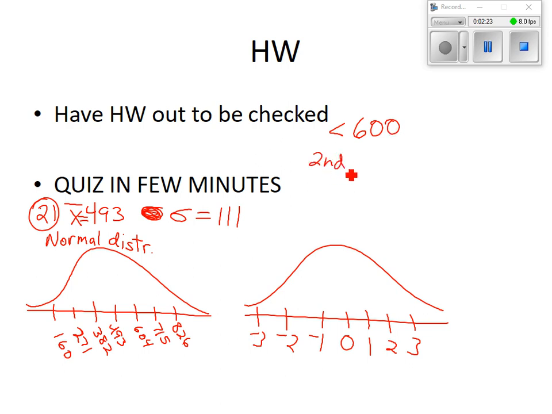In your calculator, what do we have to hit? Second, distribution, is that correct? And then we hit number 2, is that the one? Yeah. What's it say? Normal CDF. And then it asks us to type the stuff in: our low limit, our high limit, our mean, and our standard deviation. This time, it said 600 or less, so we're going from 600, that's here, and we want all of this area.